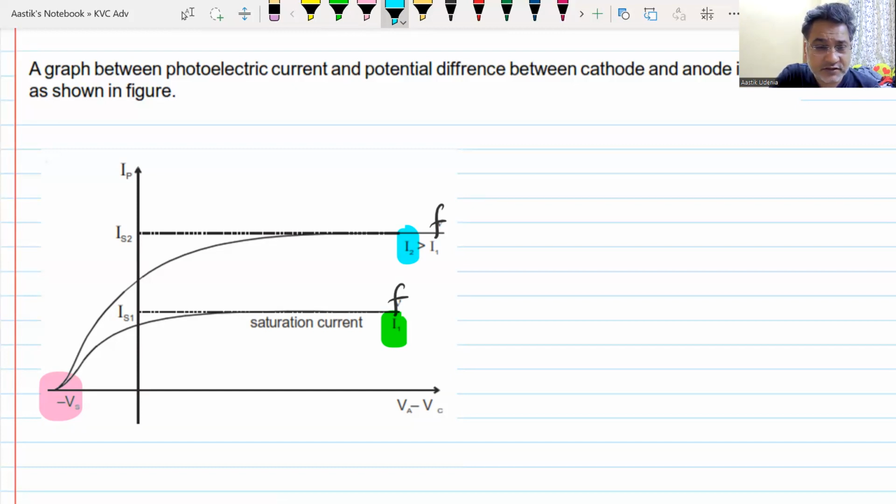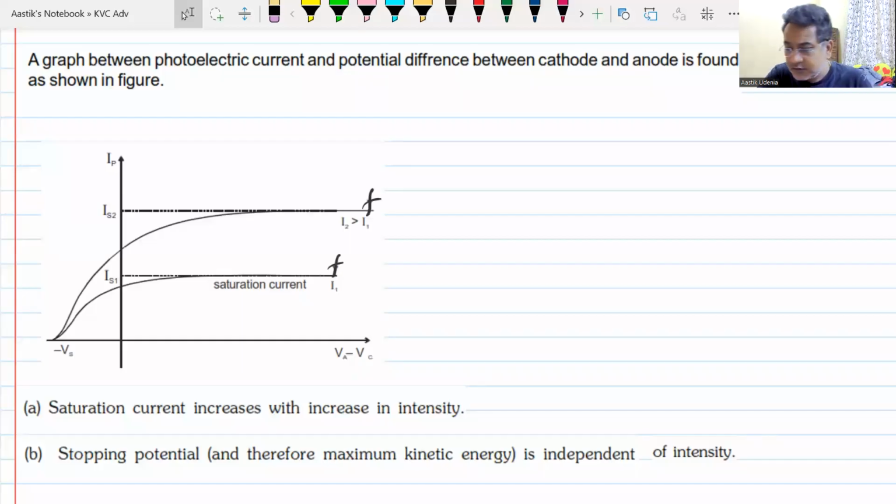You have 2 minutes to note this. So you can see this. Same diagram, you can just write these two things. The saturation current increases with increase in intensity, and stopping potential does not depend on intensity. Do we see this? Yes.